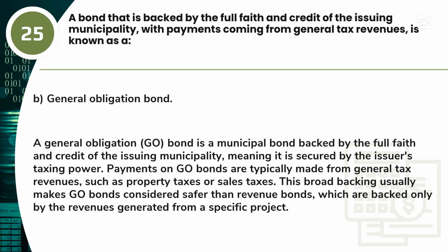Answer: B. General obligation bond. A general obligation, GO, bond is a municipal bond backed by the full faith and credit of the issuing municipality, meaning it is secured by the issuer's taxing power. Payments on GO bonds are typically made from general tax revenues, such as property taxes or sales taxes. This broad backing usually makes GO bonds considered safer than revenue bonds, which are backed only by the revenues generated from a specific project.